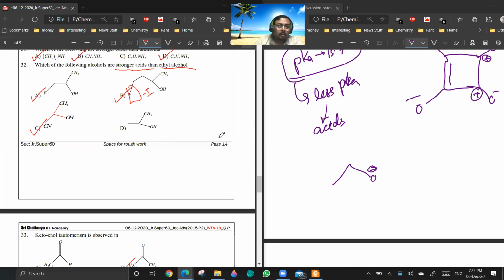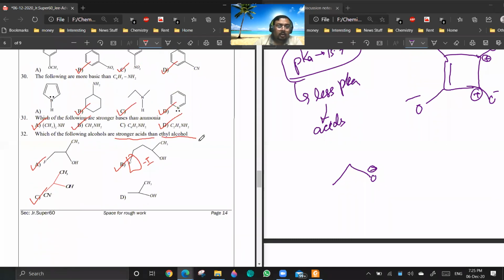Now the 31st one: stronger bases than ammonia. I think I have given this. All are CH3, so the order is 2 degree, 1 degree, ammonia. And aniline is a weaker base because the nitrogen lone pair is delocalized. I have given this point, that the first thing you have to look at is delocalization of the nitrogen lone pair.